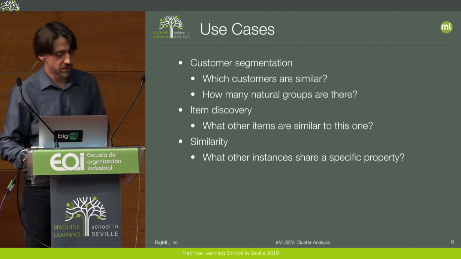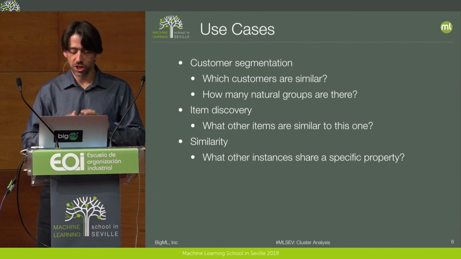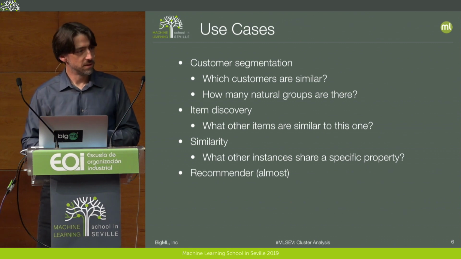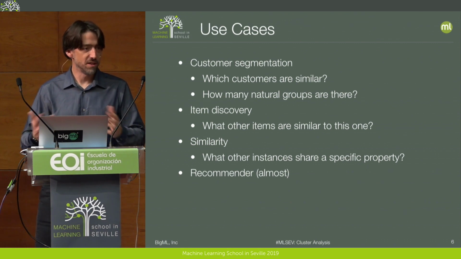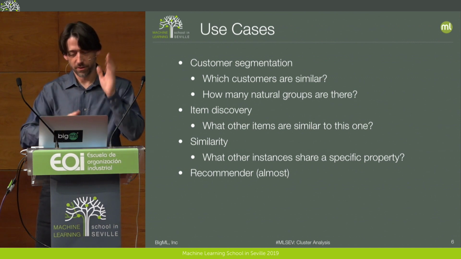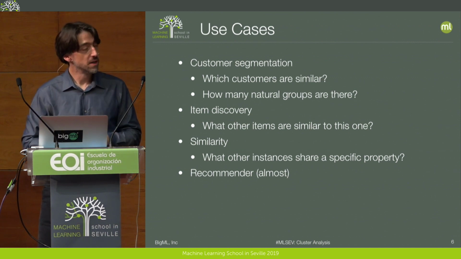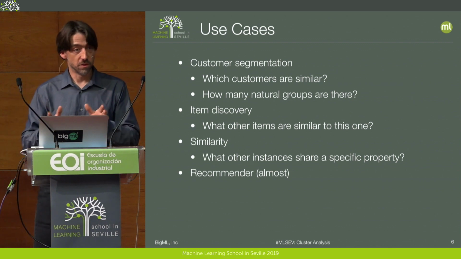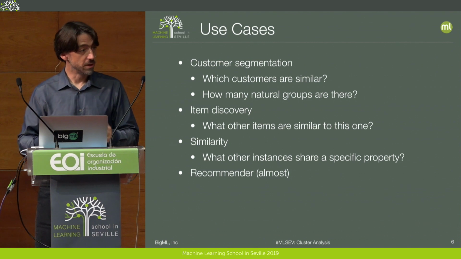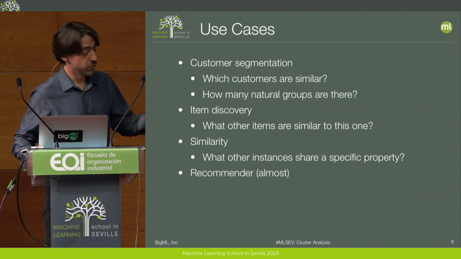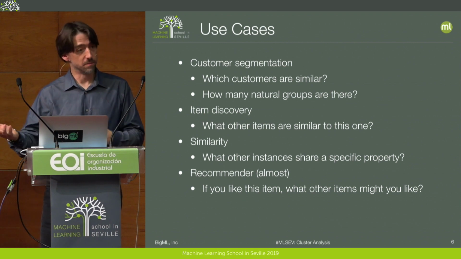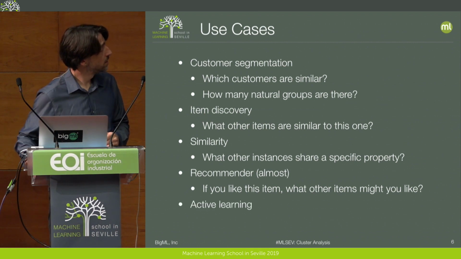And more in the similarity vein, what other instances are sharing a specific property? You can make a recommender, and I say almost, but you really can. It's not the way people do it; if you Google recommender, you're going to start going down a rabbit hole of very specialized algorithms. But you can actually make a recommender with the stuff that we're showing you, with some clustering techniques and some simple modeling. It's just not going to be what you read about when you read about recommenders. But if you like this one, what other items might you like, by similarity?